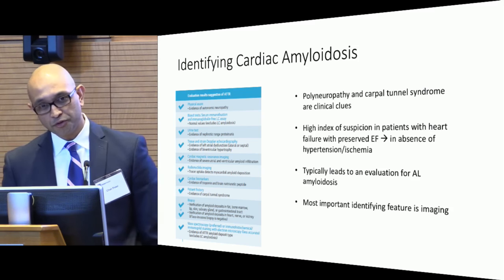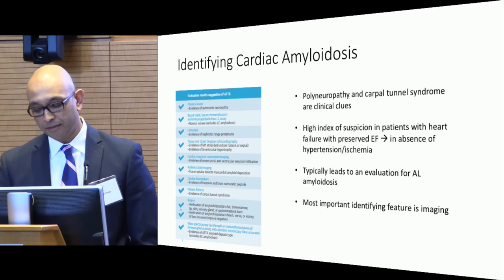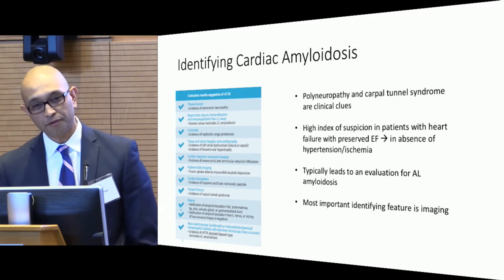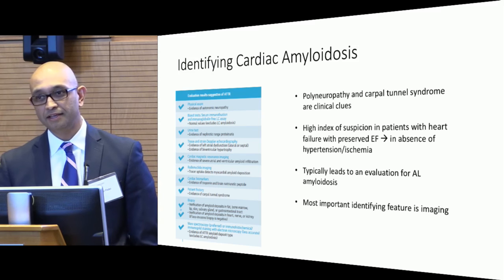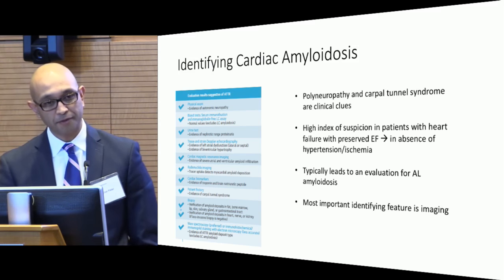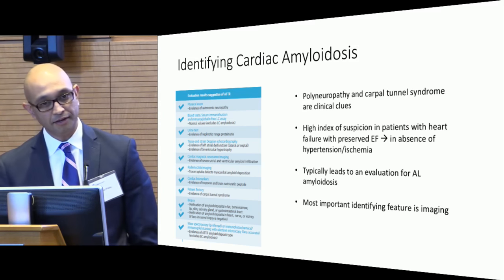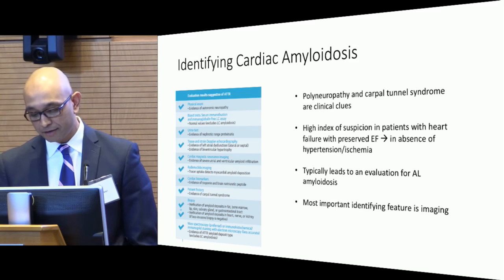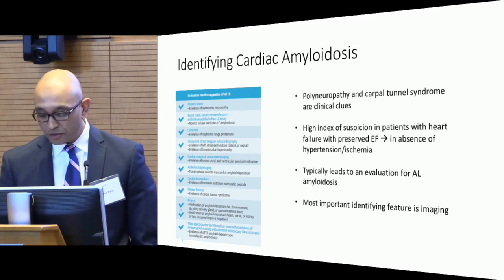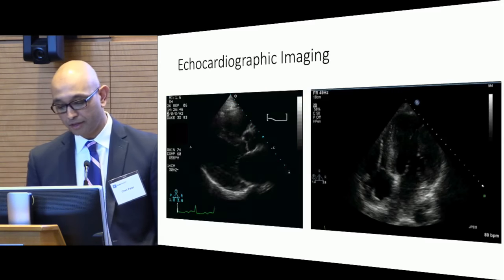In patients with preserved ejection fraction and heart failure, I think especially in the absence of hypertension or ischemia, looking for amyloidosis is of utmost importance. And often these patients are evaluated first for AL amyloidosis, and when that evaluation is negative, that's when patients are referred for evaluation for TTR. And the most important identifying feature is imaging.